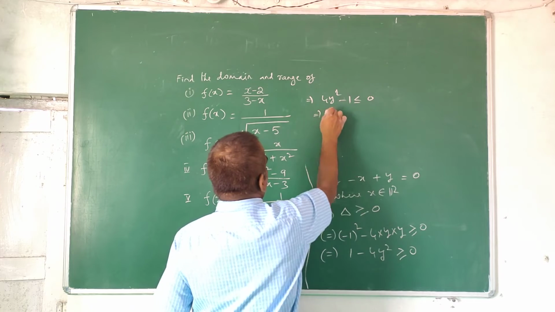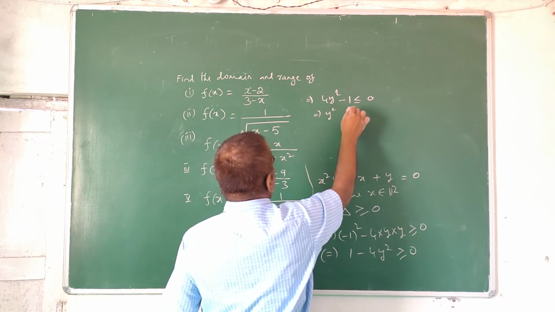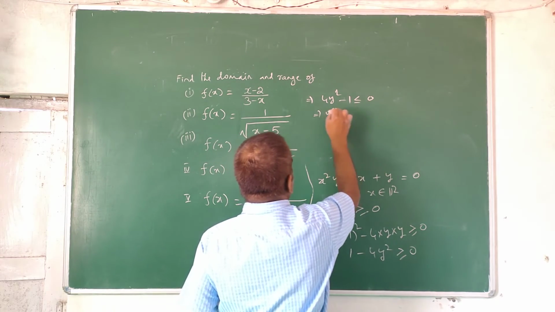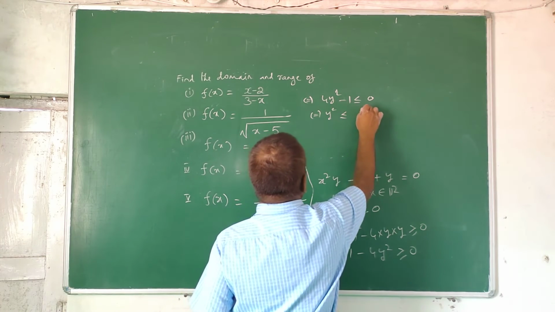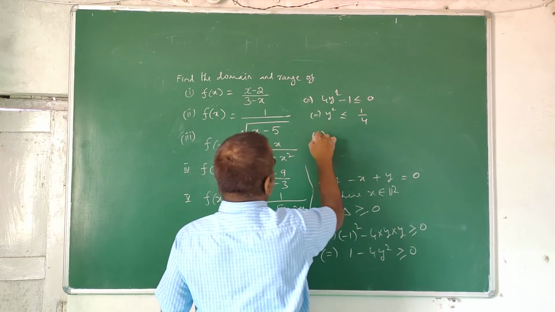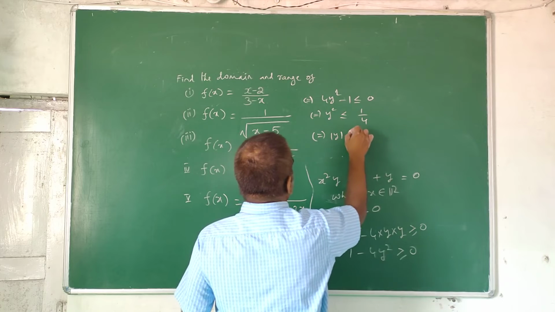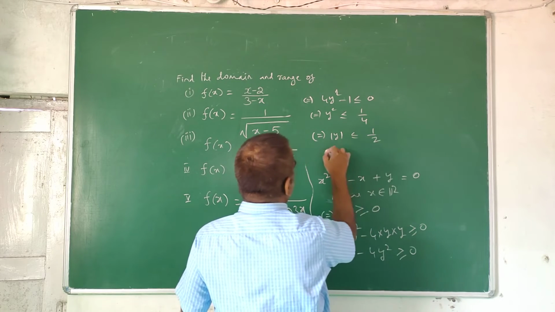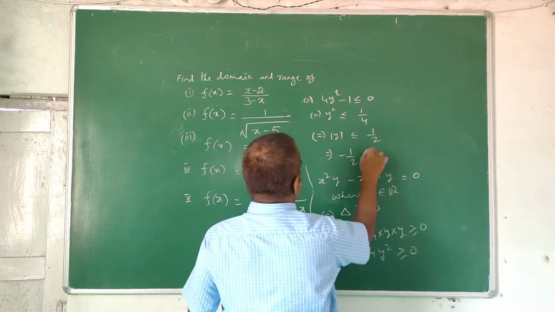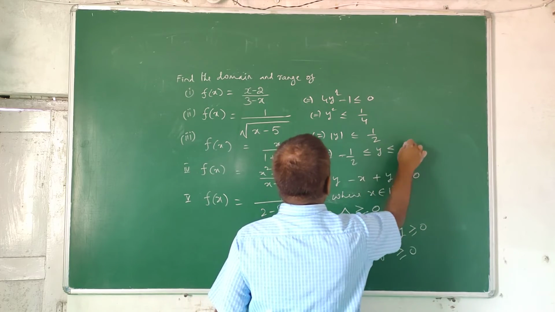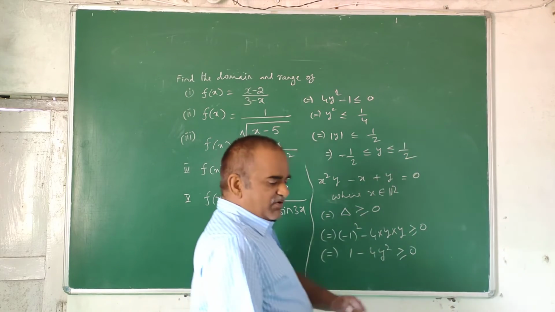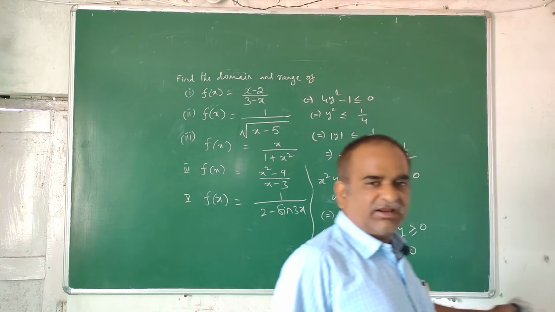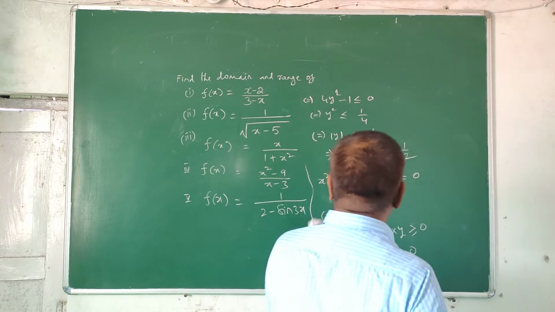This implies 4y square is less than or equal to 1. This implies y square is less than or equal to 1 by 4. This implies mod y is less than or equal to 1 by 2. Implies minus 1 by 2 is less than or equal to y less than or equal to 1 by 2. Therefore, the range is the closed interval minus 1 by 2, 1 by 2.